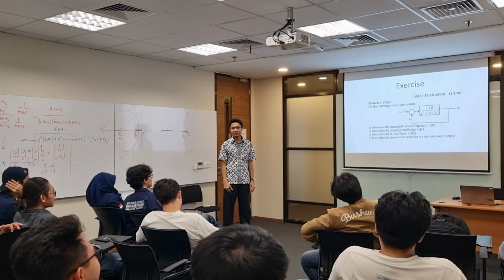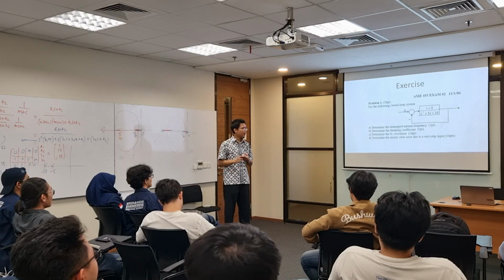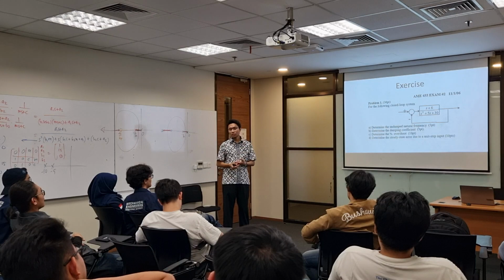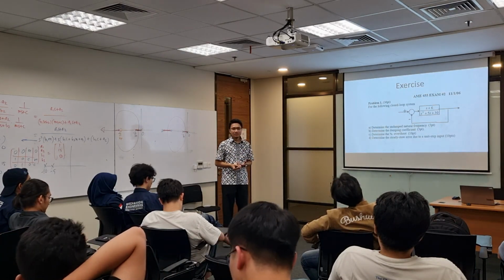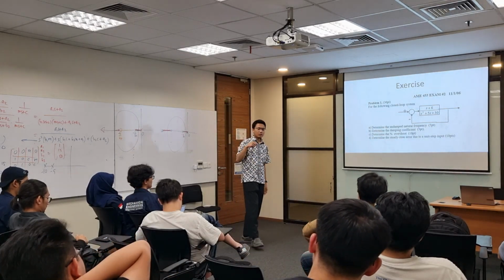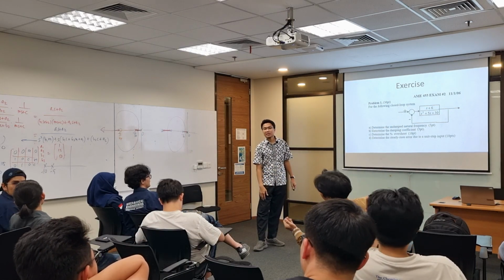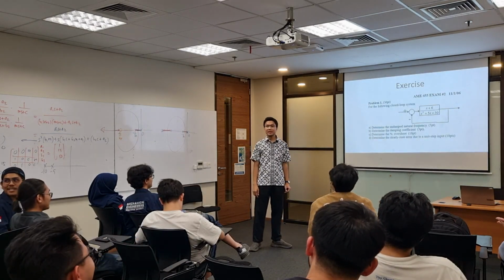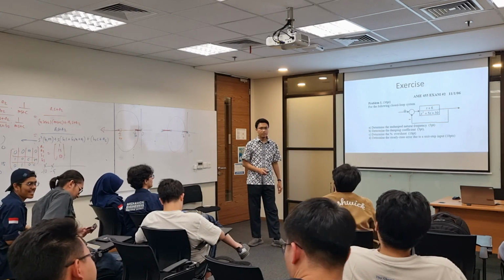Steady state error? You can use either the final value theorem or the Bode form. No need to simplify, just find the steady state error. Compute using FVT, final value theorem, or you can use the system type. System type we haven't discussed yet.